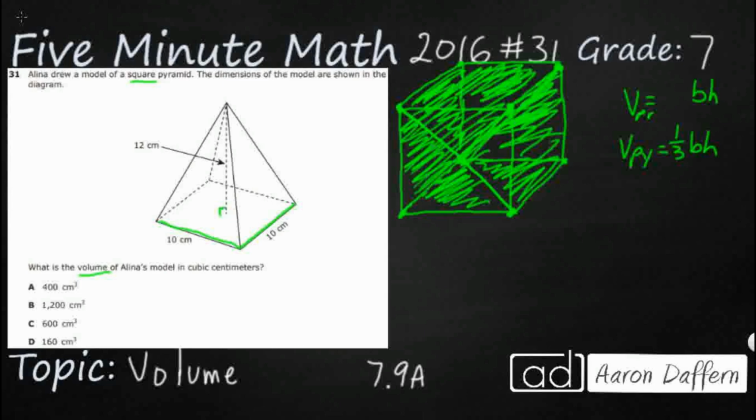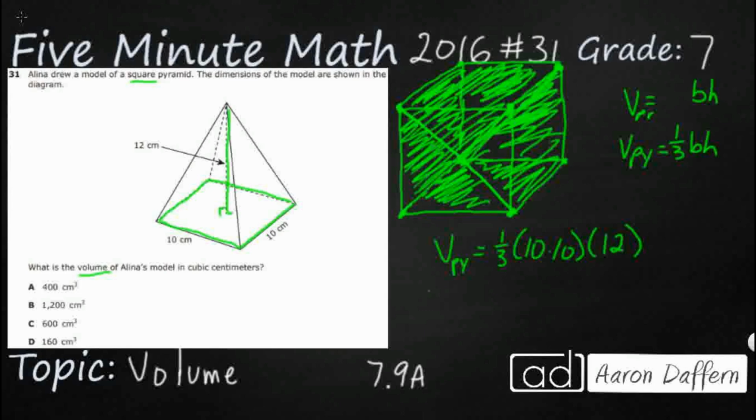So let's just find our base times height and then divide that by 3 or multiply by 1/3, right? So here's my base. So the volume of a pyramid right here is going to be 1/3. My base is going to be 10 times 10, right? So that's going to be 100. And then my height is going to be this right here, and that's 12. And that's it. Once you know that, it doesn't really take a whole lot.